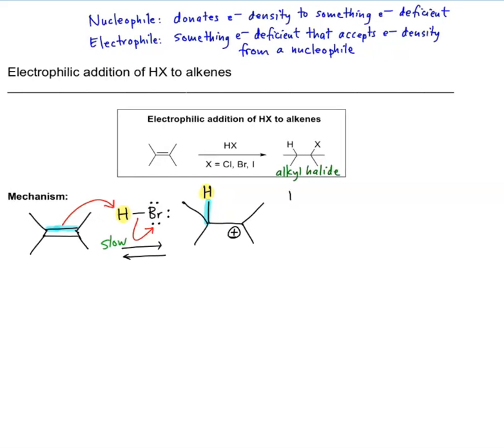In the second step, we have a bromide ion that got released when the HBr got attacked in the first step. The bromide ion is going to use one of its lone pair of electrons and form a bond to the carbon with the positive charge. That happens very quickly. So that's the fast step. And so the result is the alkyl halide, in this case, an alkyl bromide.